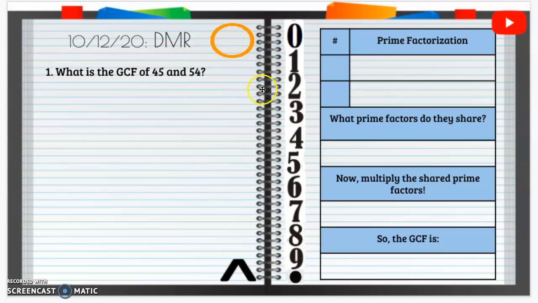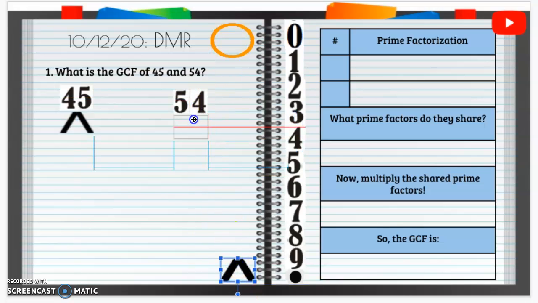Let's make our factor trees. So let's do 45, and then we'll have 54. Alrighty. So, let's break down 45.